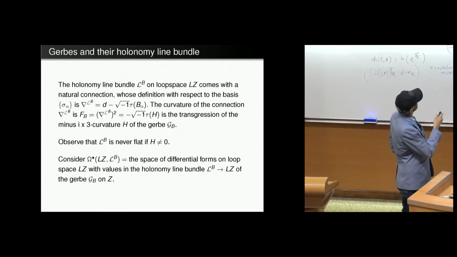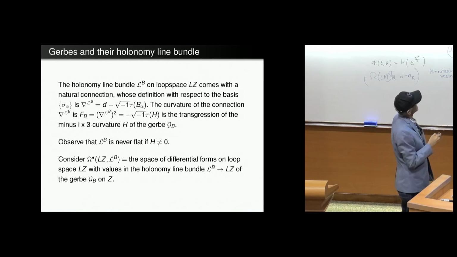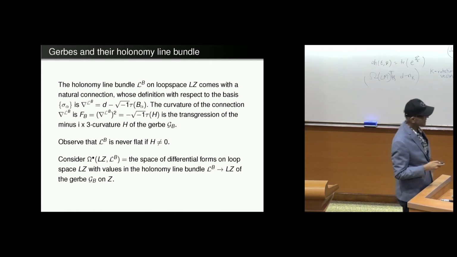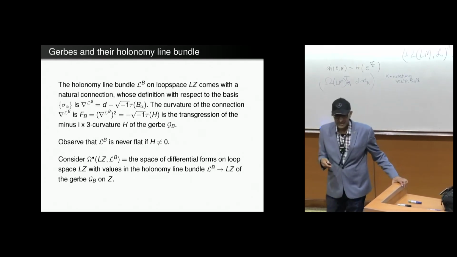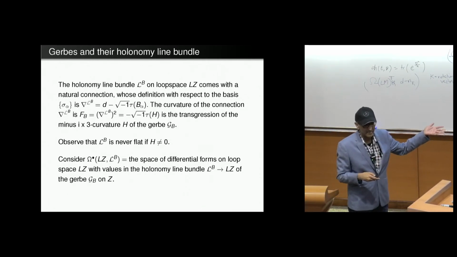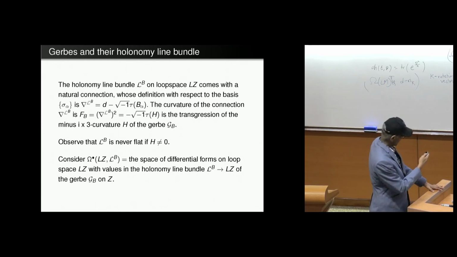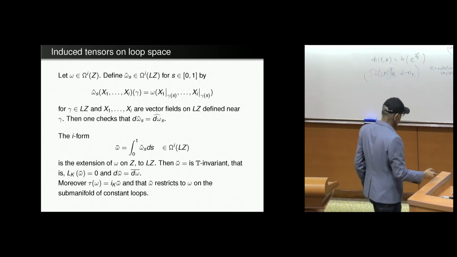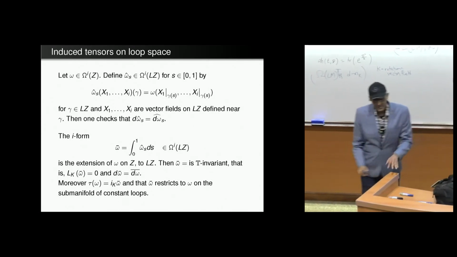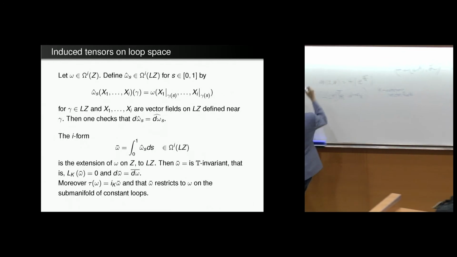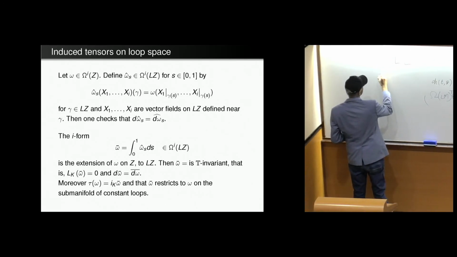And now we consider differential forms on loop space with values in this holonomy line bundle. This is usually never studied; nobody studies differential forms with values in a non-flat line bundle. But the reason you can get a differential is because there's a tight connection between the gerb and the line bundle. So here's a construction. The thing to notice is that loop space is gigantic, and then Z sits inside it as the constant loops.